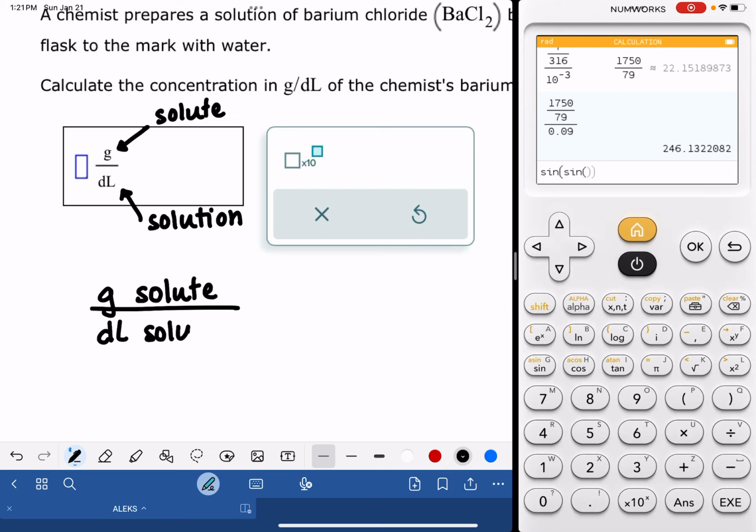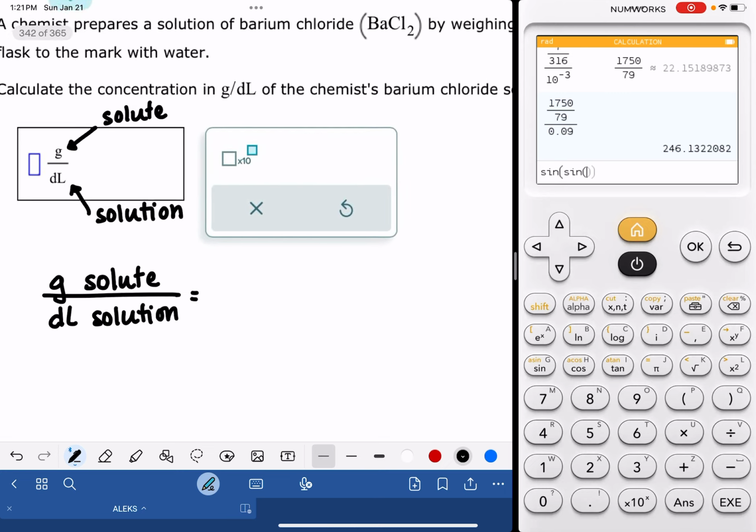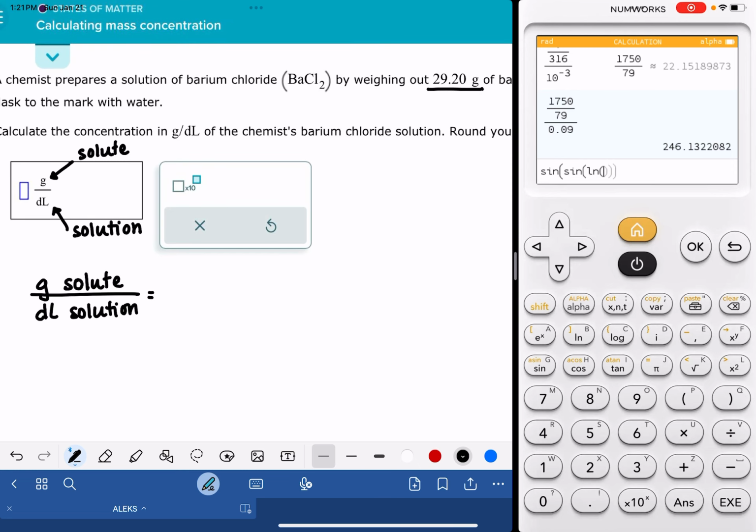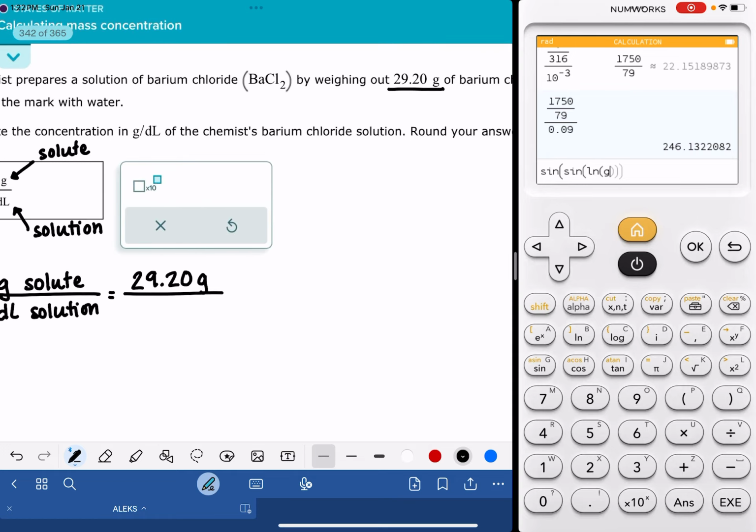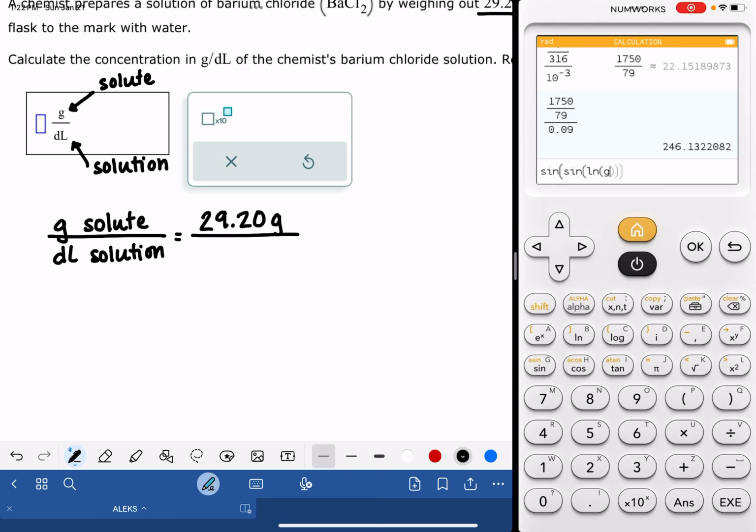So for my problem, this is the setup that I want. ALEKS has provided me with the mass of the solute. It is 29.20 grams, and those units are correct for me, but pay attention to yours, they may not be correct. And then 250 milliliters, that's my solution volume. 250 milliliters is not the right unit for this particular problem. My unit needs to be in deciliters, not in milliliters. So I need to do a metric to metric conversion.